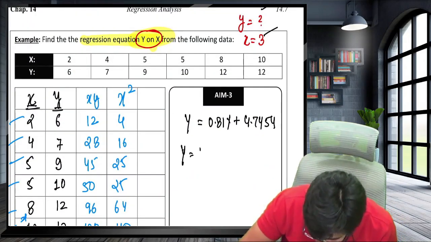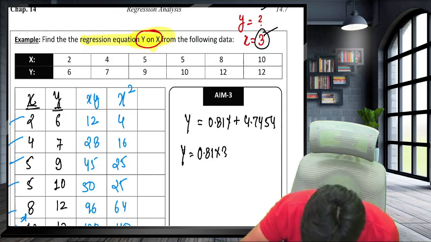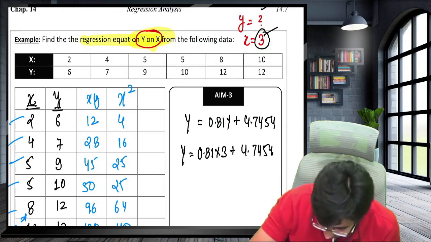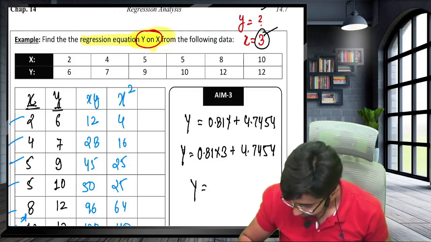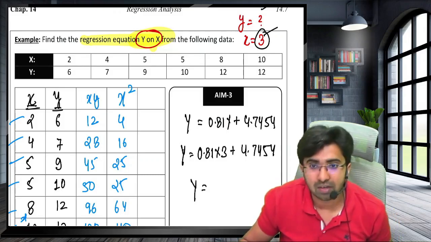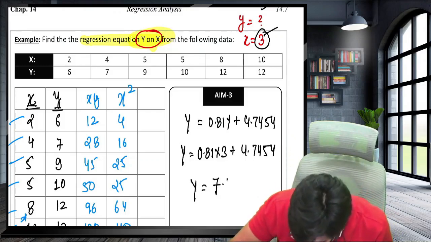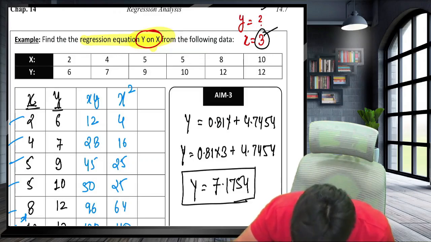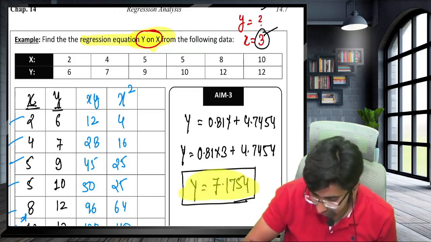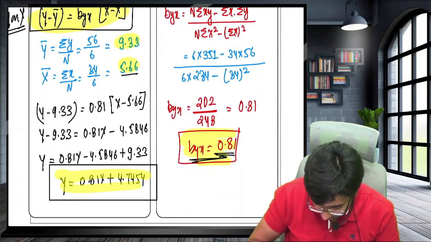Let's compute y when x is 3. 7.1754. Yes, y is equal to 7.1754. Guys, I had made a calculation mistake, that's why you guys were asking. Now is that point clear? I made some calculation mistake over here. This is your regression equation.